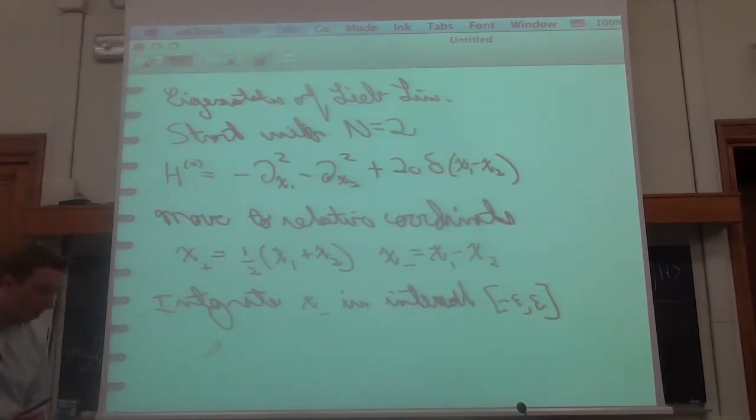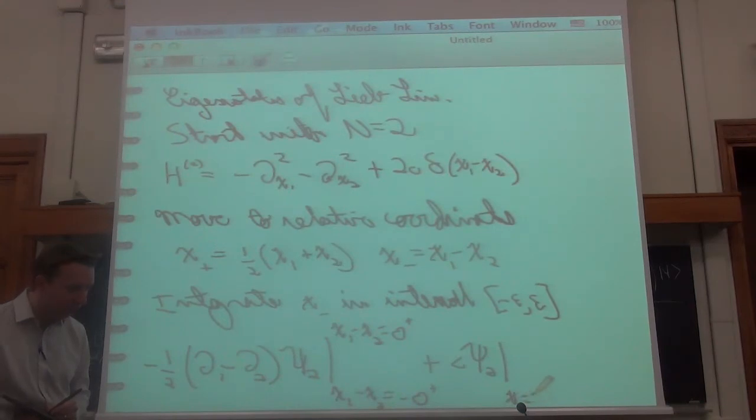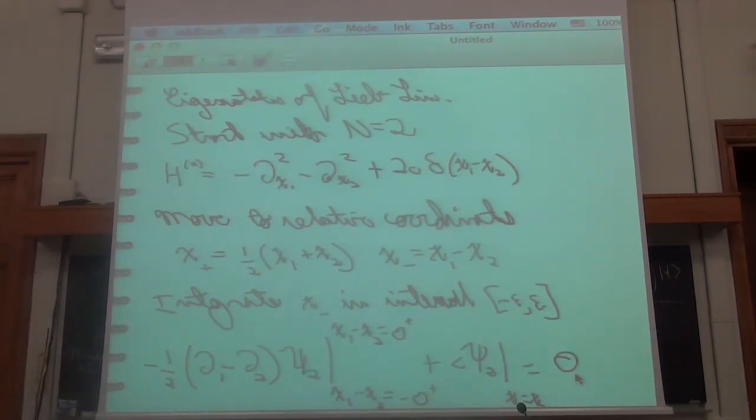So the equation that you obtain is minus 1/2, let me write this, (d1 minus d2), where d means the derivative with respect to x1 or x2, of the two-particle wave function evaluated at x1 minus x2 equal to 0 plus, plus c times the wave function evaluated at x1 equal to x2, has to be equal to 0. I guess you've seen this before.